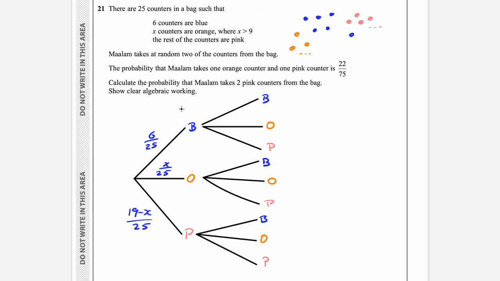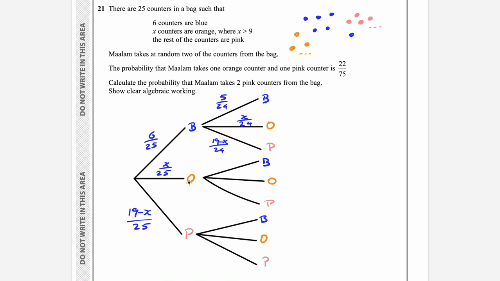Okay, let's just complete this tree diagram, guys. So blue, blue. This now becomes 5 over 24 because I have to subtract 1 from each of these because there's 1 less. Orange is now, there's still X oranges, but it's out of 24. And pink, there's still 19 minus X, but it's out of 24. Now you can just add these up. These should add up to 1, guys, and they do.